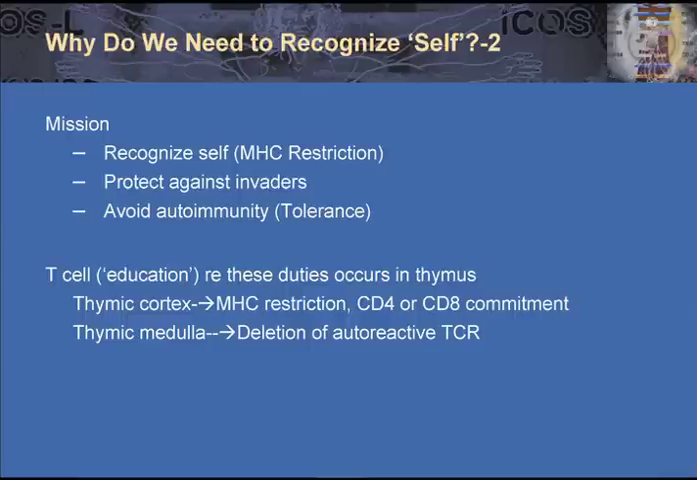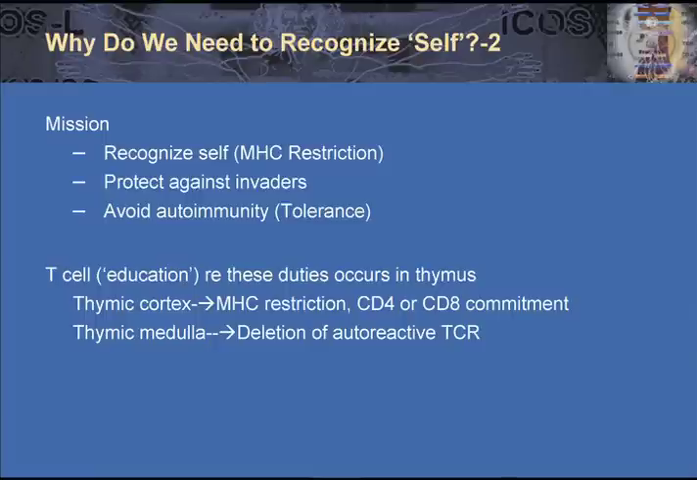The second mission is we have to protect against invaders and get the host to a reproductive age so they can pass these genes along. And the third role that seems to be more and more important in our period in adults is that of avoiding autoimmunity, and this is called tolerance.